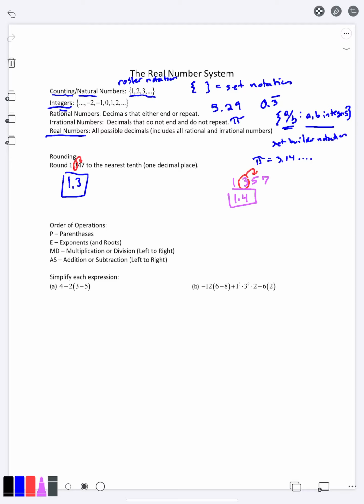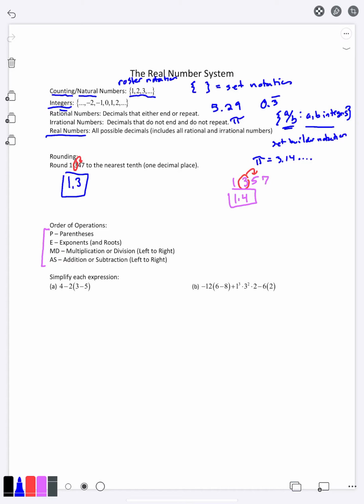The better way is to write it like this with PE and then MD and then AS here. Because yes, you first do things that are inside of parentheses. Then you do any exponents or roots in the problem. Then you go from left to right and do all multiplying or dividing. And then finally you go left to right and do all adding or subtracting.